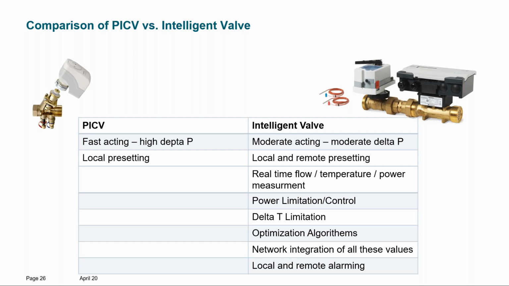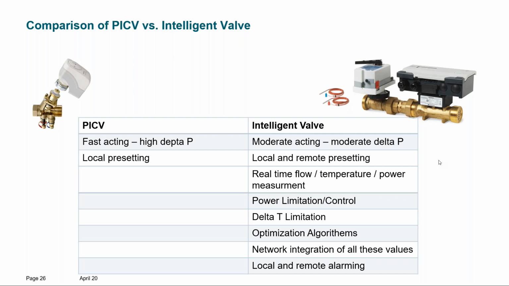Then locally, with this power measurement based on flow and temperatures, you can limit power to different zones, to the risers, to a certain air handling unit. There you can do not only a flow limitation, but you can do a power limitation, because that's what the rooms need. They need power, not only flow. Then temperature, the topic of today, delta T limitation. This is the focus of the intelligent valve solutions. You can do an even advanced delta T limitation locally, and then the network integration into the building management system. So here is an overview about the differentiation topics for the intelligent solutions.